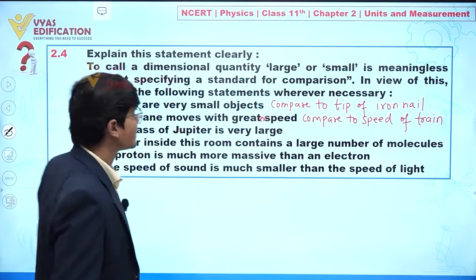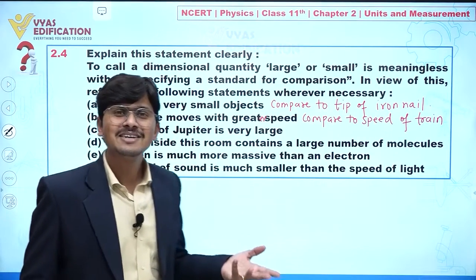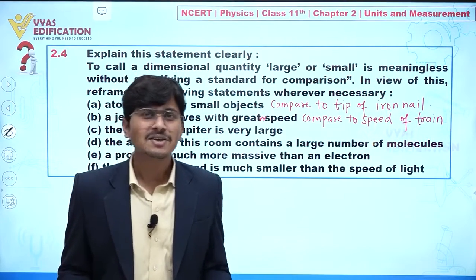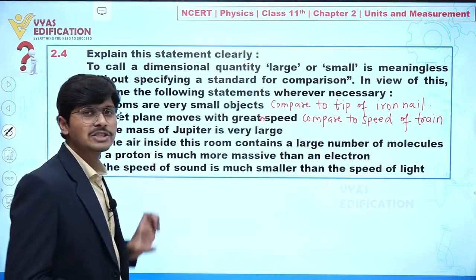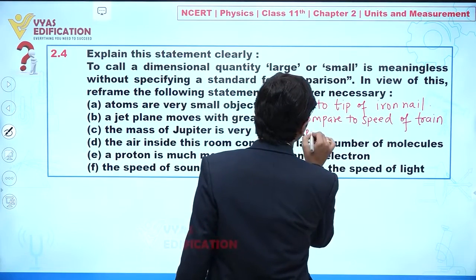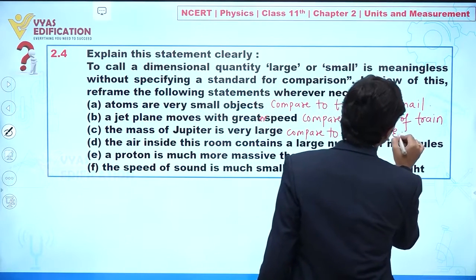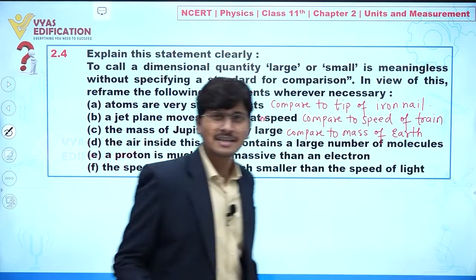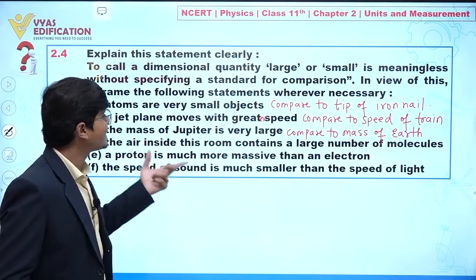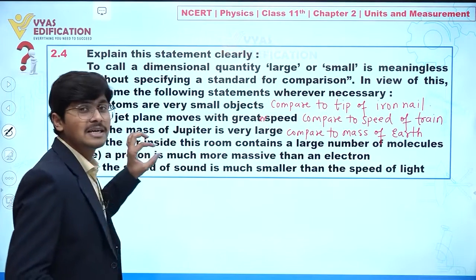Clear to everyone? Now part number C: the mass of Jupiter is very large. We are talking about the mass of Jupiter, but with what comparison? We can reframe this statement like this: the mass of Jupiter is very large compared to the mass of Earth. Now this is a complete statement. Next: the air inside this room contains a large number of molecules. Again this is an incomplete statement.